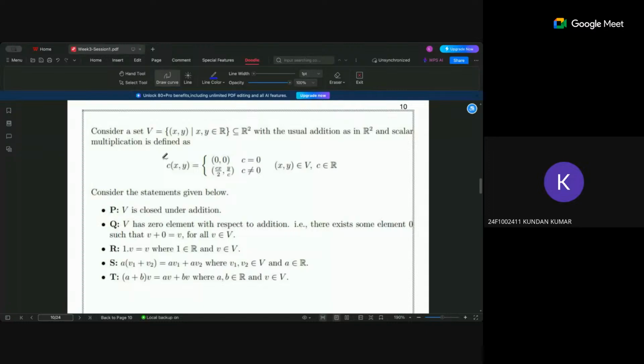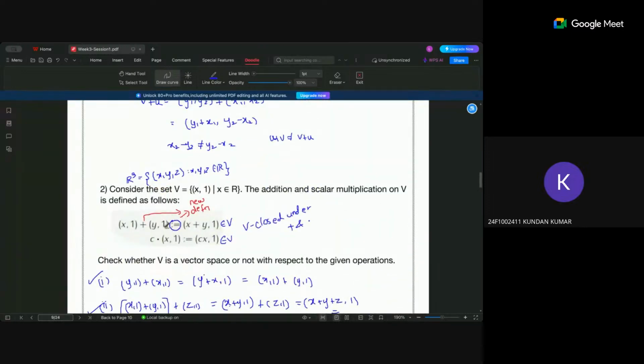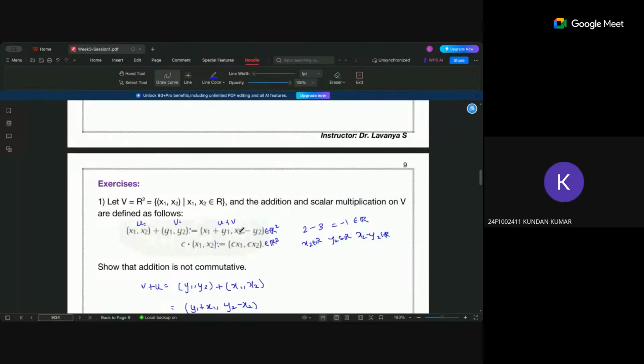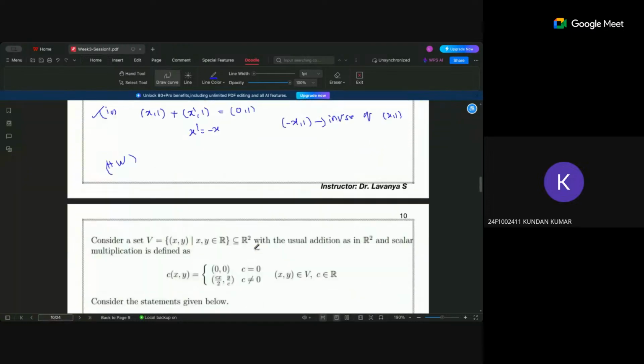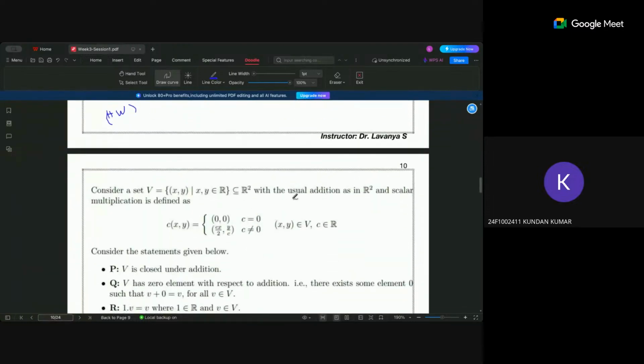Consider a set V equal to the set of all x comma y. So we are just considering R2 only here, with usual addition in R2 and scalar multiplication defined like this. In the previous case, the addition and scalar multiplication were both defined differently. Here the addition is the usual addition, but scalar multiplication is defined in a different way like this. I'm just giving you different scenarios.